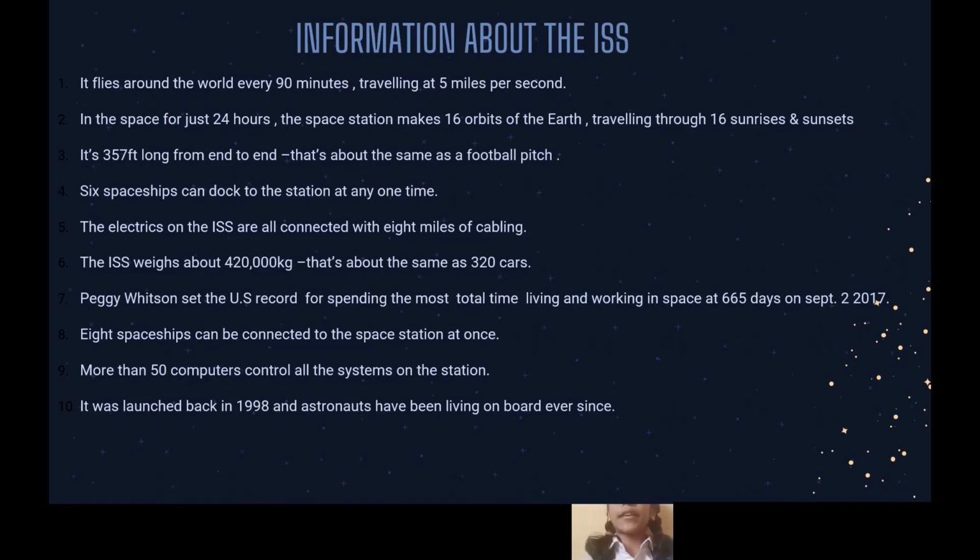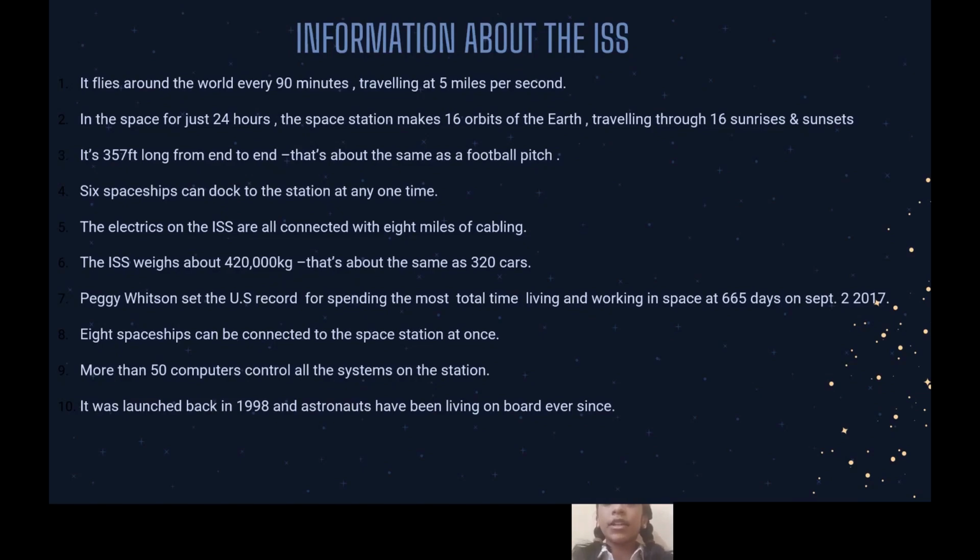6 spaceships can dock to the station at any one time. The electrics on the ISS are connected with 8 miles of cabling. The ISS weighs about 420 kgs. That's about the same as 320 cars.